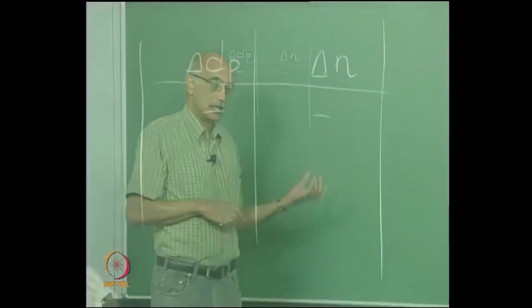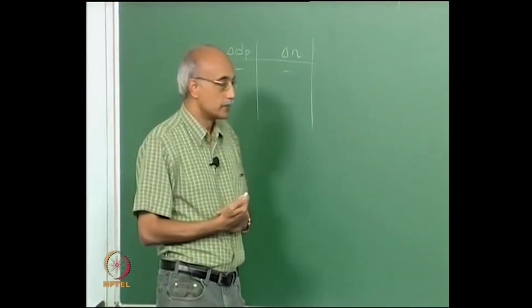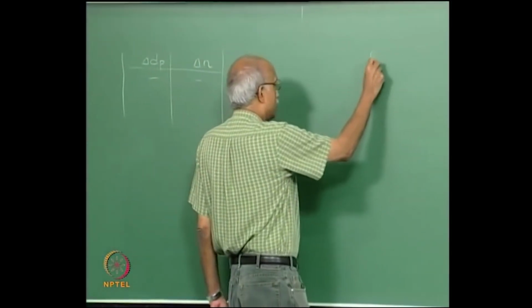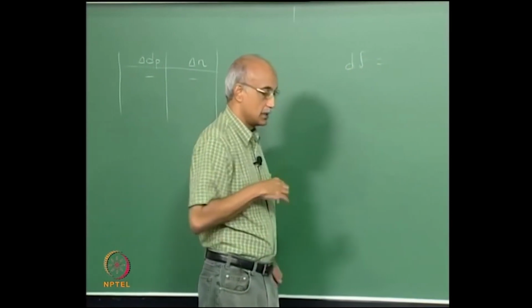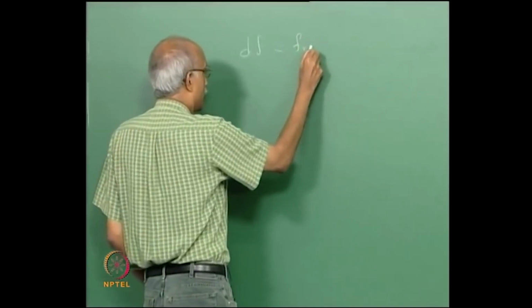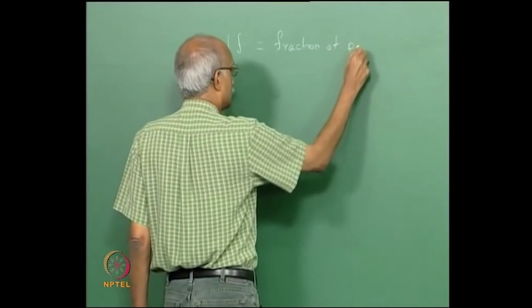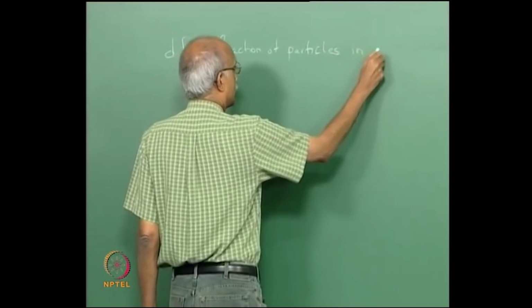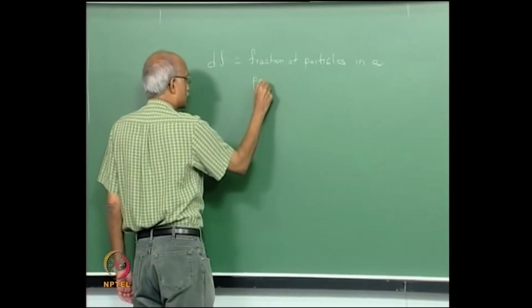Now, how do you take this data and convert it into a continuous function form? Well, one way to do that is to define something called df, which is a frequency function. It is the fraction of particles in a particular size range.